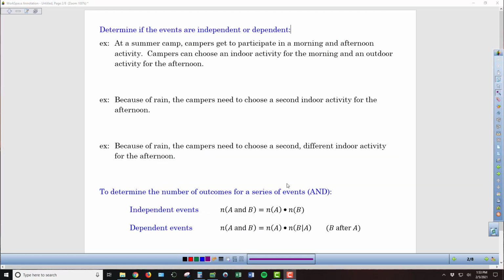So we want to determine in these 3 examples whether the events described are independent or if they are dependent. You might want to take a moment to pause and consider that for yourself and then check to see your answers against the ones that I came up with.